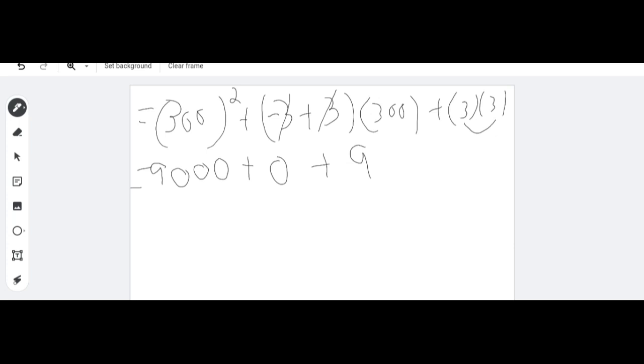Because of this minus. Then 90000 minus 9, because there is a minus 3. 3 threes are minus 3 and then plus 3. 3 threes are 9. Then minus 9. Okay. Then 90000 subtracted with 9 will give me 89991. This is the answer. Understood? Yes, ma'am. Any confusion?